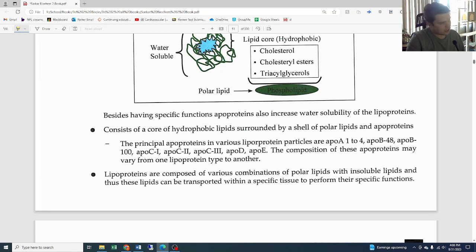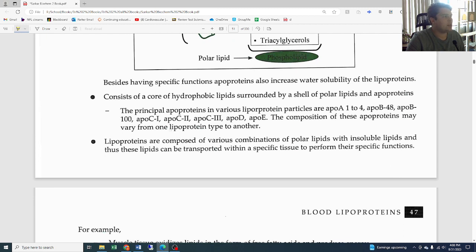Besides having specific functions, apoproteins also increase the water solubility of the lipoproteins. It consists of a core, and this is important to remember: a core of hydrophobic lipids surrounded by a shell of polar lipids and apoproteins. The principal apoproteins in various lipoprotein particles are ApoA1 to 4, ApoB48, ApoB100, ApoC1, ApoC2, ApoC3, ApoD, and ApoE. The composition of these apoproteins may vary from one lipoprotein type to another. From what I recall, it isn't super important to remember each of these individual names. Just understand what an apoprotein is, and that they're made up of different protein components.